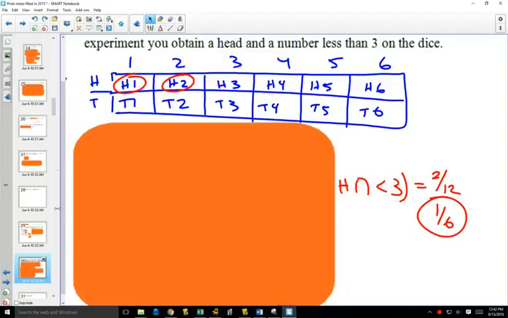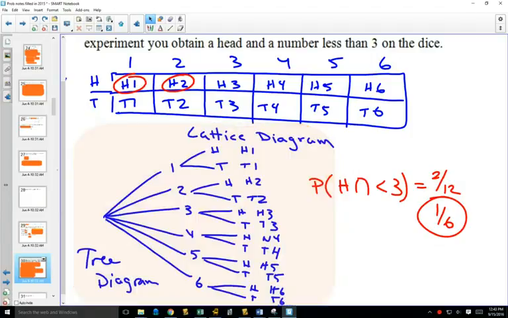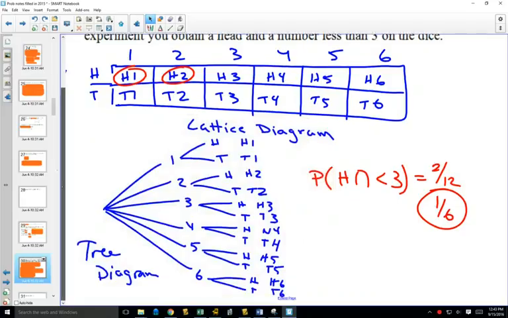Another way to create a sample space is with a tree diagram. With a tree diagram, you have your first event followed by your second event. So my first event was the die, and there's 6 possibilities on that die. Then my second event was the coin, and off of each of those 6, it could be heads or tails. Heads or tails, heads or tails, heads or tails. And it gets very big very quickly.